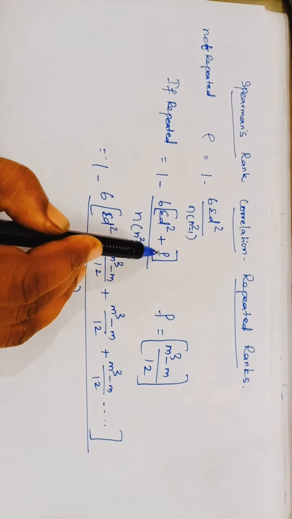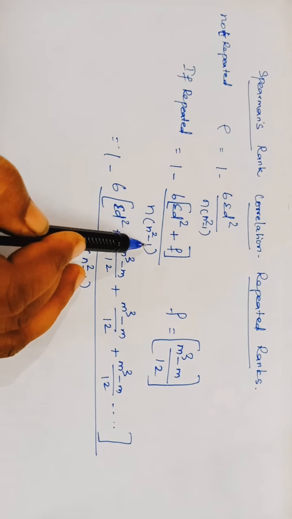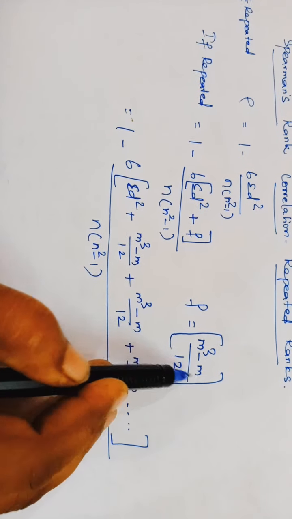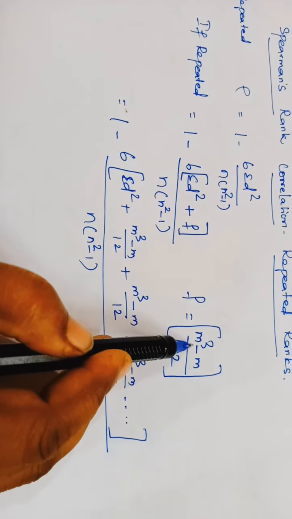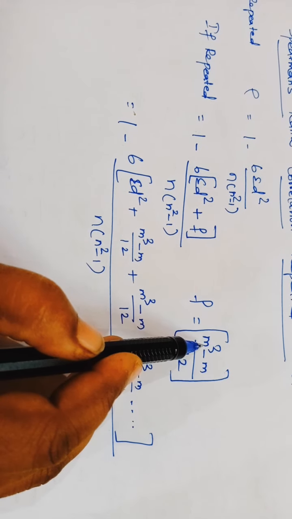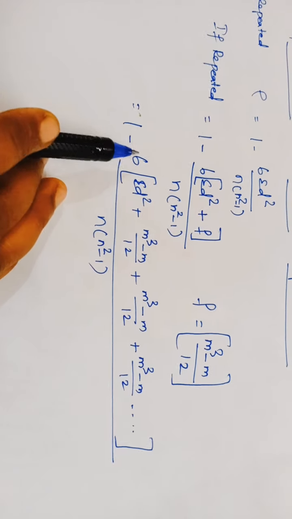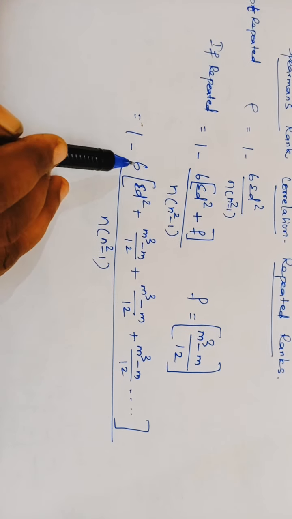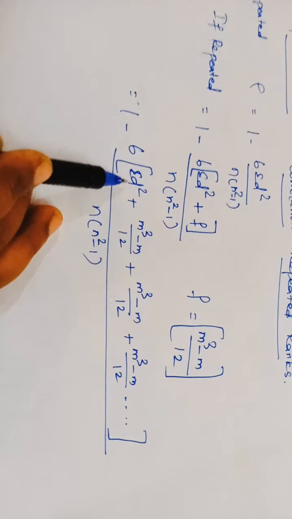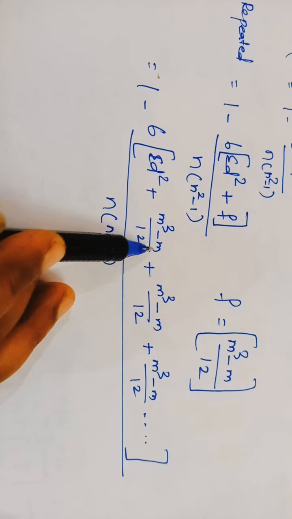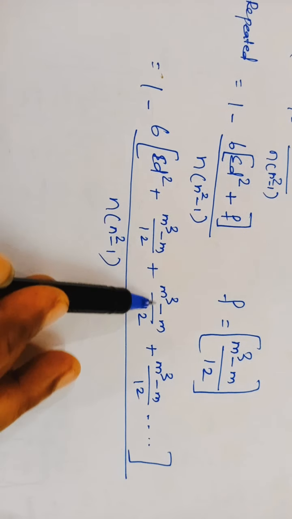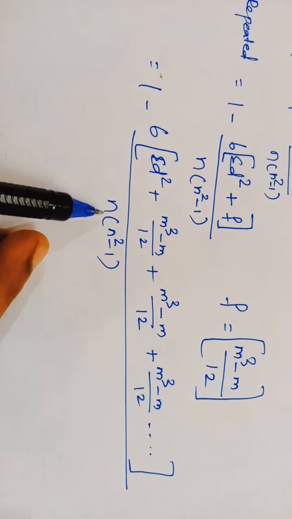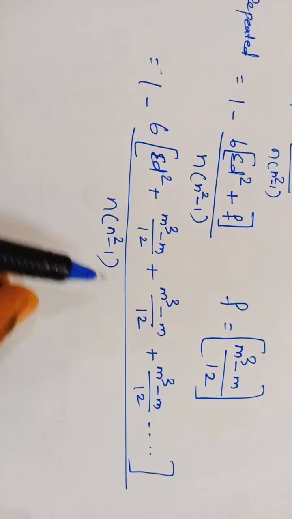sigma d squared plus f divided by n into n squared minus 1. And this f is equal to m cube minus m divided by 12. M is nothing but the number of times the ranks are repeated. So in the formula, even we can have it, that may be confusing you, like 1 minus 6 into sigma d squared plus m cube minus m divided by 12 plus m cube minus m divided by 12, like that it may be repeated, divided by n into n squared minus 1.